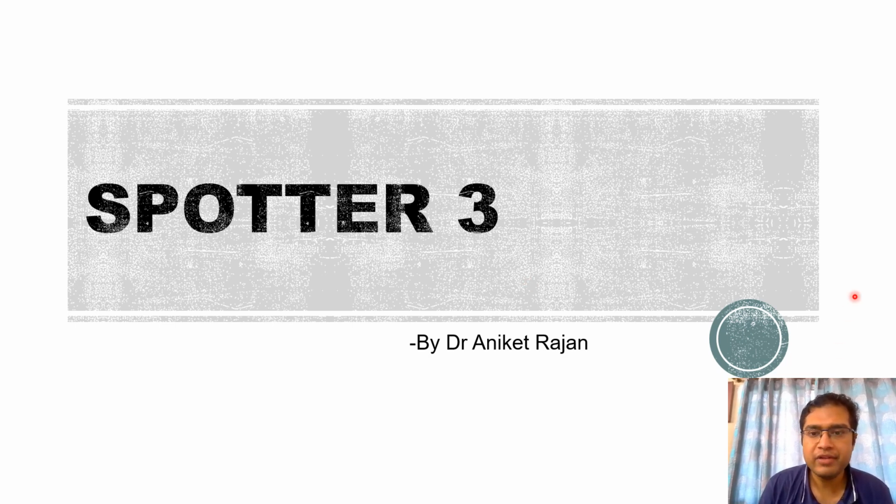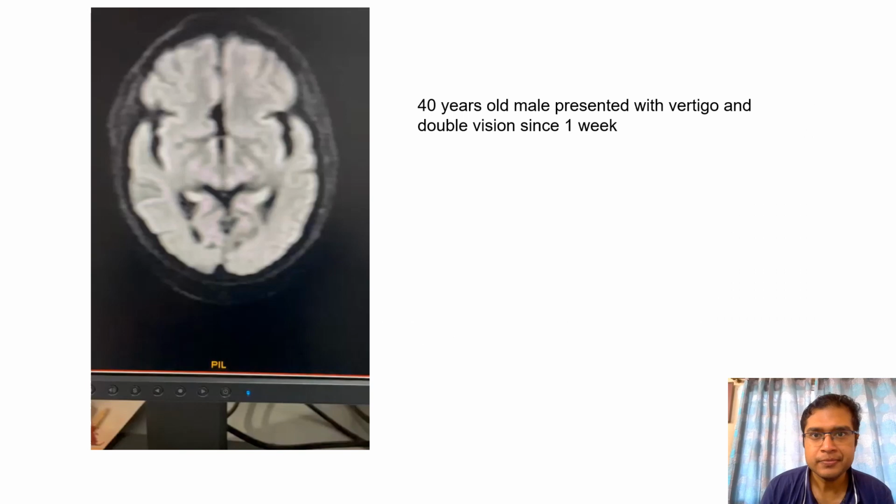So hello everyone, and today we'll be discussing a spotter case, and this is an important case, and it is a very subtle finding. So here we have a 40-year-old male who presented with symptoms of vertigo and double vision since a week, and this is the MRI brain of that patient, and this is the axial section diffusion weighted images.